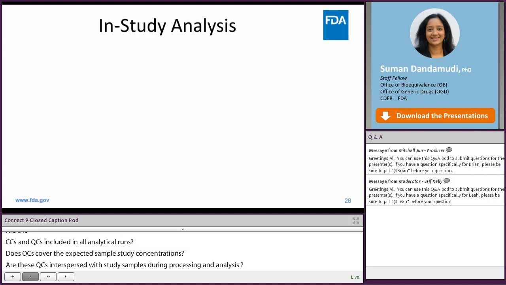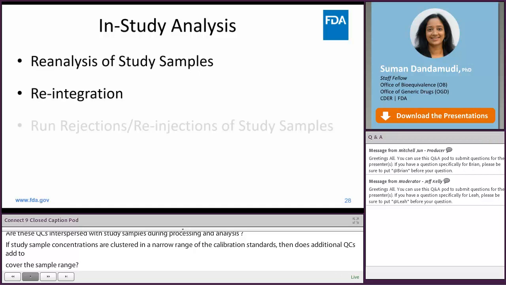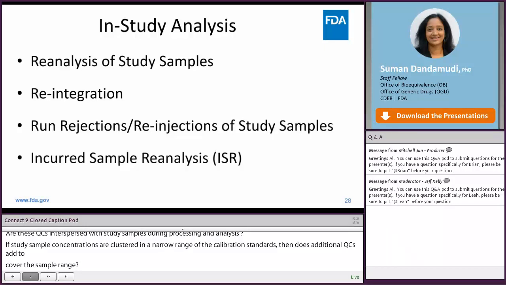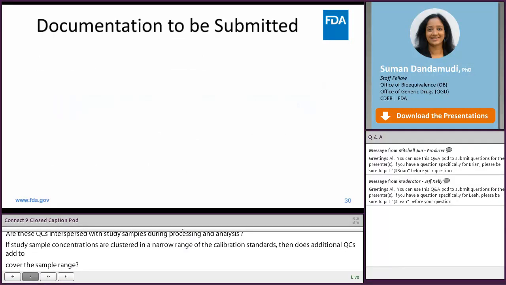So I'll be focusing my presentation from now on these four important aspects: reanalysis of the study samples, manual reintegrations, run rejections and reinjections of the study samples, and incurred sample reanalysis, ISR. First, I'll start with reanalysis of the study samples.